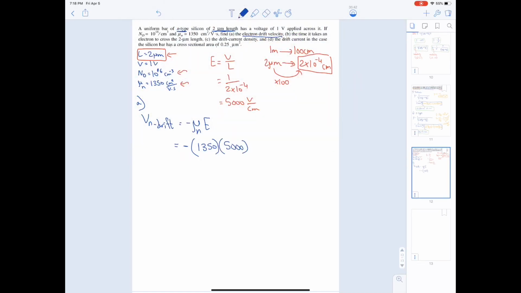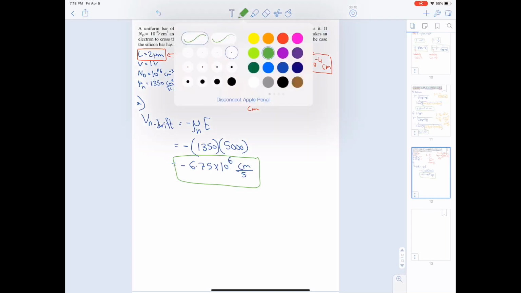5,000. This will give me minus 6.75 multiplied by 10 power of 6 centimeter per second. Now, what's part B of the question? Part B says it needs the time needed for the electron to cross the 2 micrometer length. How can we compute the time?